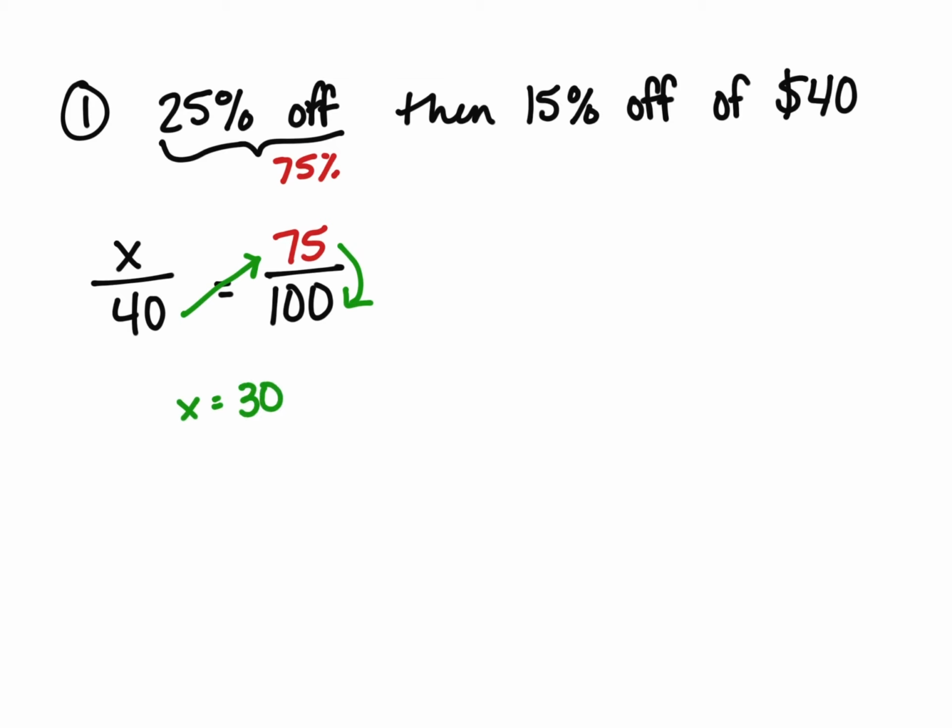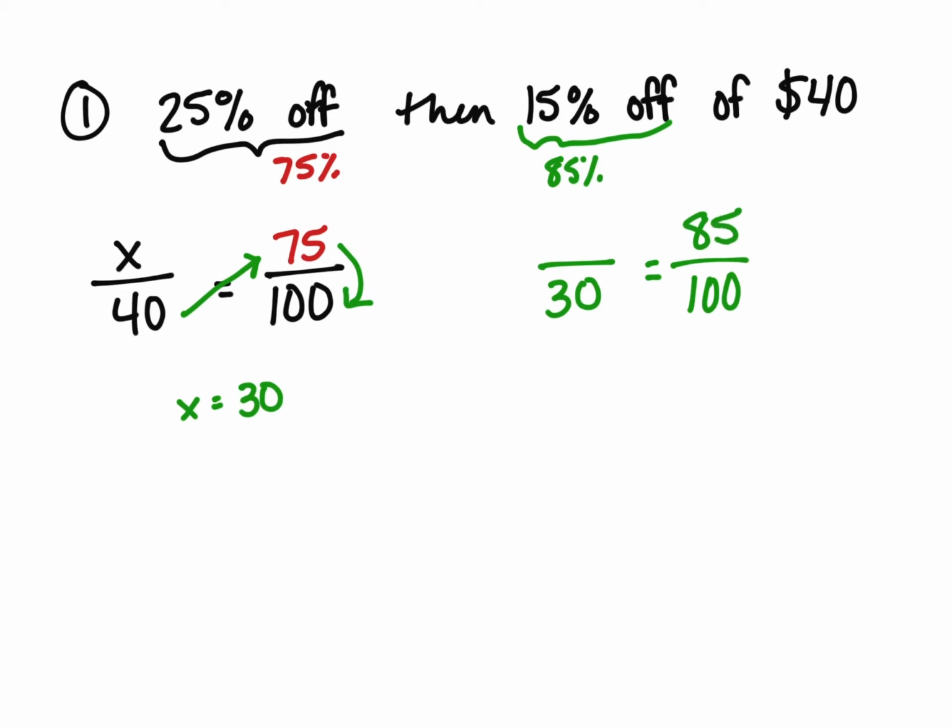So now that we've taken the 25% off, we get to take the 15% off of this new amount. And percents are always out of 100. If we are getting 15% off, then we are paying for 85% of it. And percents are out of 100.